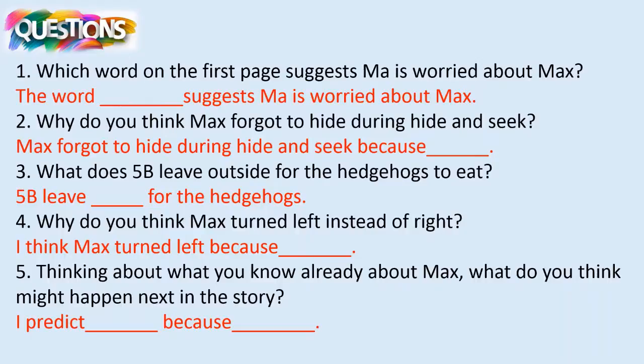Which word on the first page suggests Ma is worried about Max? Number 2, why do you think Max forgot to hide during hide and seek? Number 3, what does 5B leave outside for the hedgehogs to eat? Number 4, why do you think Max turned left instead of right? And number 5, I want you to think about what you know already about Max. What do you think might happen next in the story?